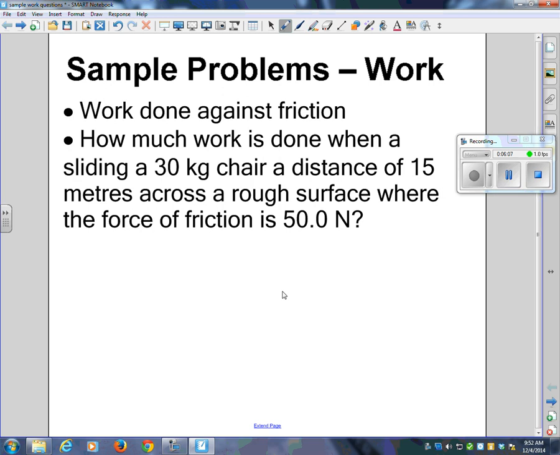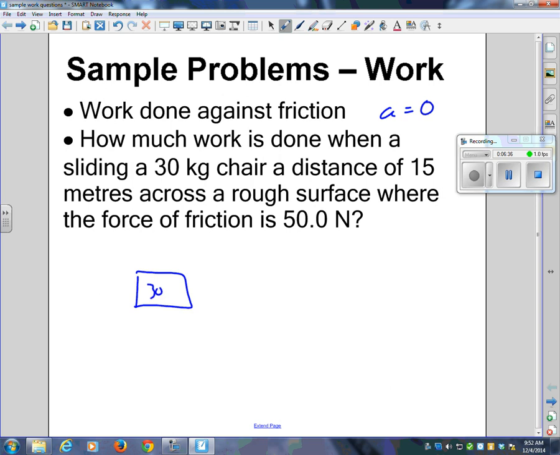How much work is done when sliding a 30-kilogram chair 15 meters across a rough surface where the force of friction is 50 newtons? Let's draw a diagram. It doesn't say constant speed, but do you get the feeling that it should? It doesn't say acceleration though, does it? So I think we can assume that the acceleration is 0, constant speed.